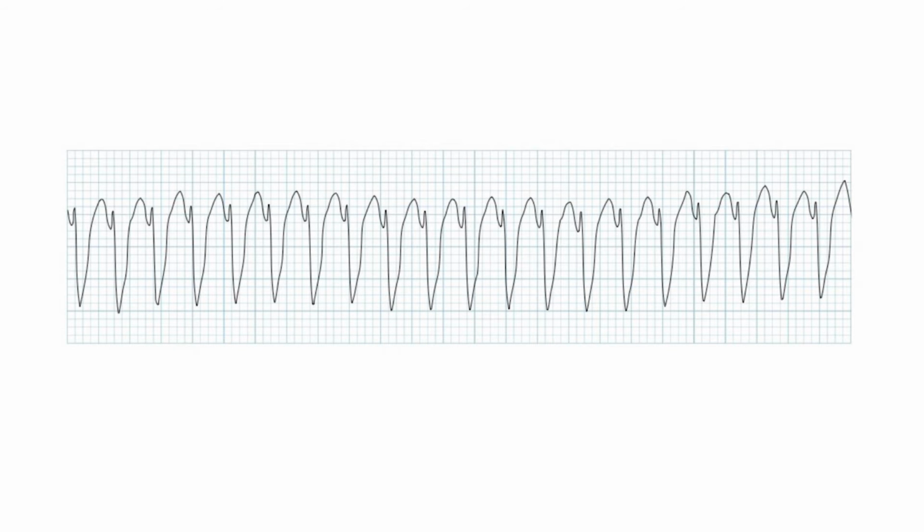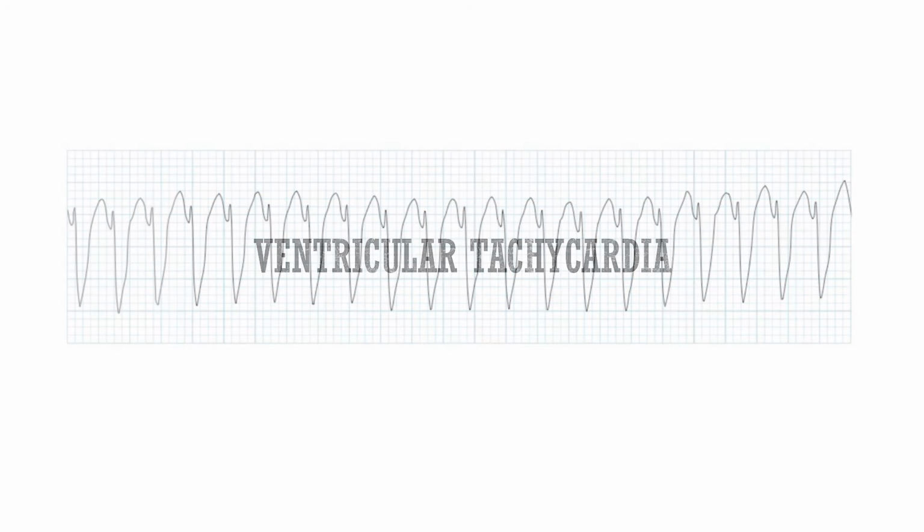Alrighty, where did we leave off? This is another quick one where you don't have the opportunity to go through the whole thing, but give us an interpretation of what you think of the rhythm, and then specifically the intervals might lead you to the diagnosis. We've got a wide complex tachycardia, which should lead you towards a ventricular rhythm, and ventricular tachycardia specifically in this case.